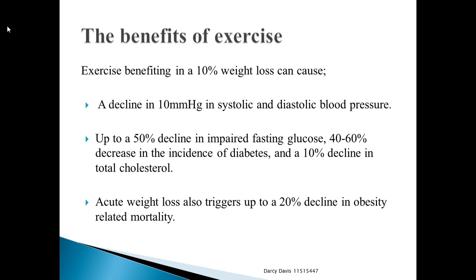Exercise resulting in a 10% weight loss can cause a decline of 10 millimetres of mercury in systolic and diastolic blood pressure, up to a 50% decline in impaired fasting glucose, a decrease in the incidence of diabetes, and a 10% decline in total cholesterol. Acute weight loss also triggers up to a 20% decline in obesity-related mortality.